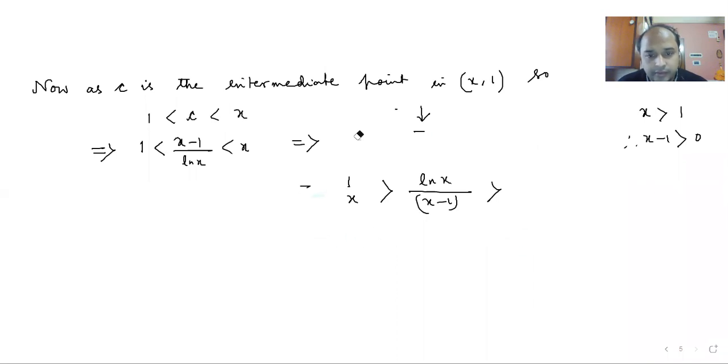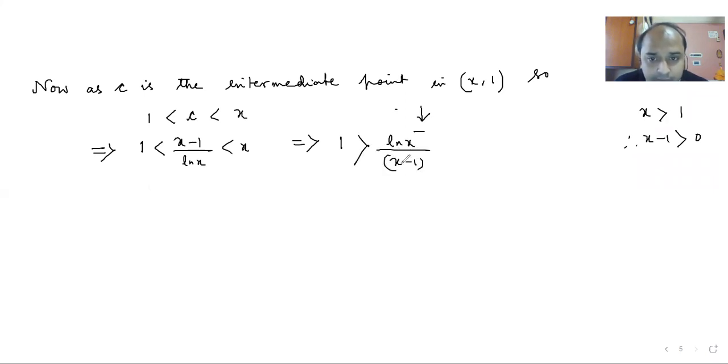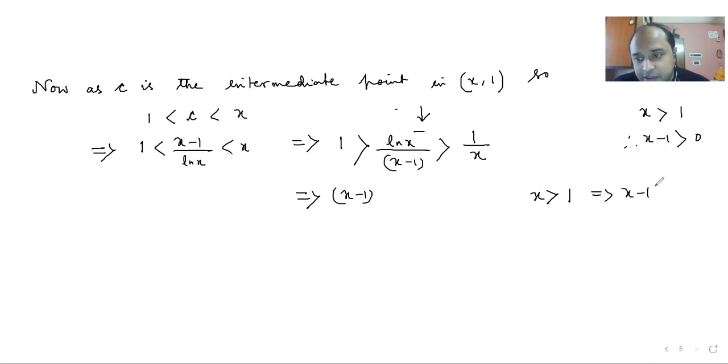Okay, this implies if I take the reciprocal, then it would be 1 greater than ln x by x minus 1, and this should be 1 by x. Okay, and since x greater than 1, this implies x minus 1 greater than 0, and therefore we can multiply all the sides by x minus 1. So we get, yeah, now it is all right, x minus 1 by x.